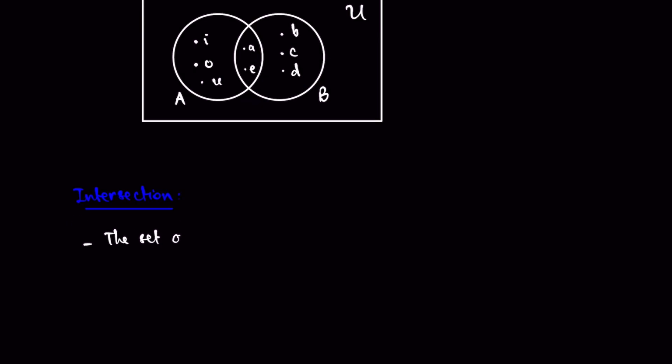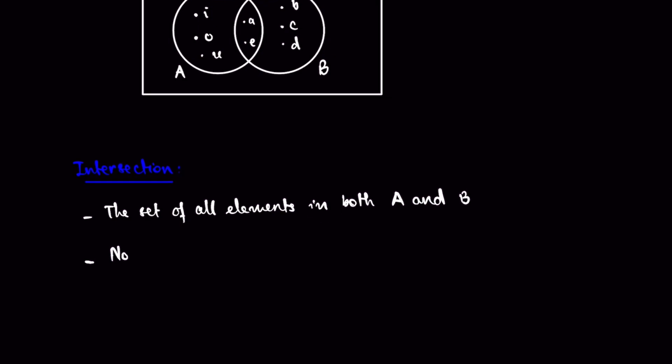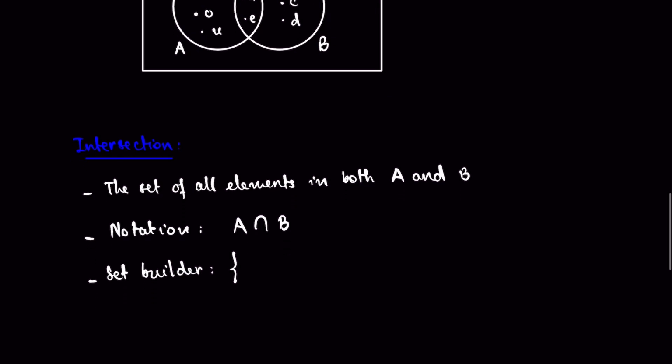The intersection is the set of all elements in both A and B. The notation for this is A intersect B, where the notation is the upside down U. For the set builder notation, we have A intersect B is equal to the set of all elements X, such that X is an element of A and X is an element of B.